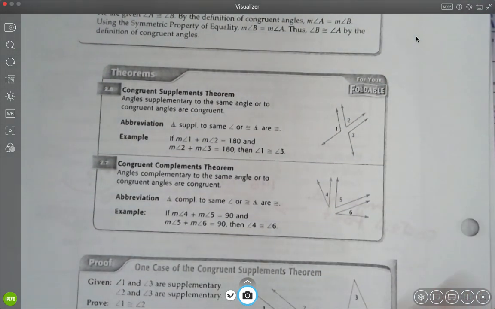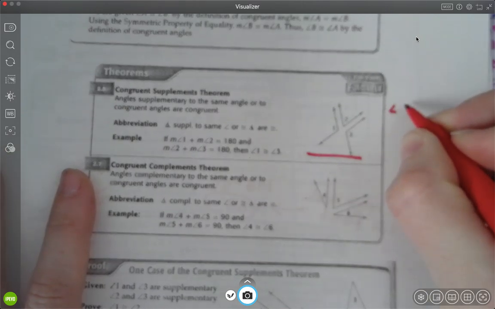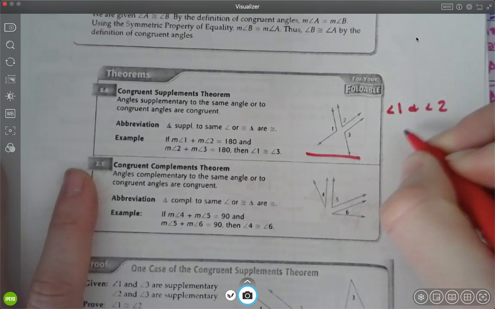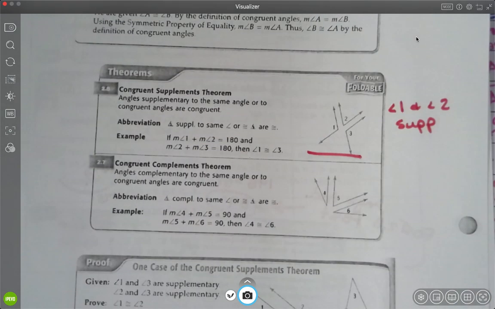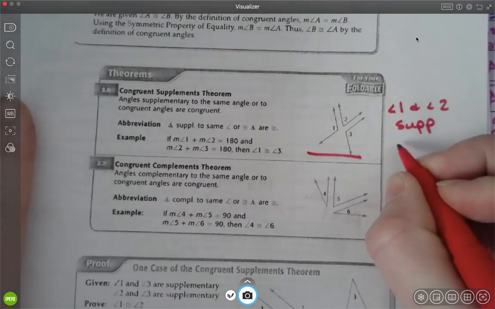These ones are a little bit harder to understand than just straight complement supplement. So listen to this. This is called the congruent supplements theorem. Look at this diagram right here. Let's say that angle 1 and angle 2 are supplementary. That means they add up to be 180 degrees. Do they look supplementary? Yes. What other two angles look like they add up to be 180 degrees? Two and three. So 2 and 3 are supplementary as well.